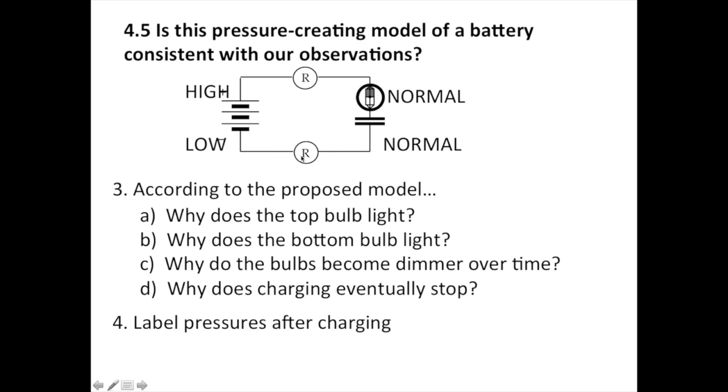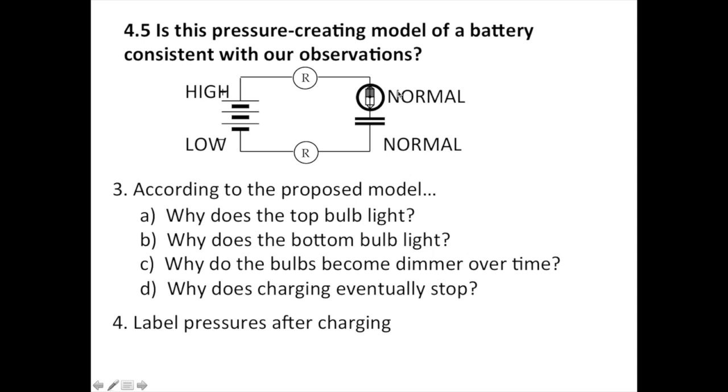C, why do the bulbs become dimmer over time? Well, over time, the pressure of these capacitor plates is changing. So the top plate is gaining charge and that charge is getting compressed, and so we have an increasing pressure on the top capacitor plate. As that pressure increases, there's now not as much of a difference between the battery and the top capacitor plate. As the difference gets smaller and smaller between those pressures, there's not as much push on the charge, and so the flow rate decreases.